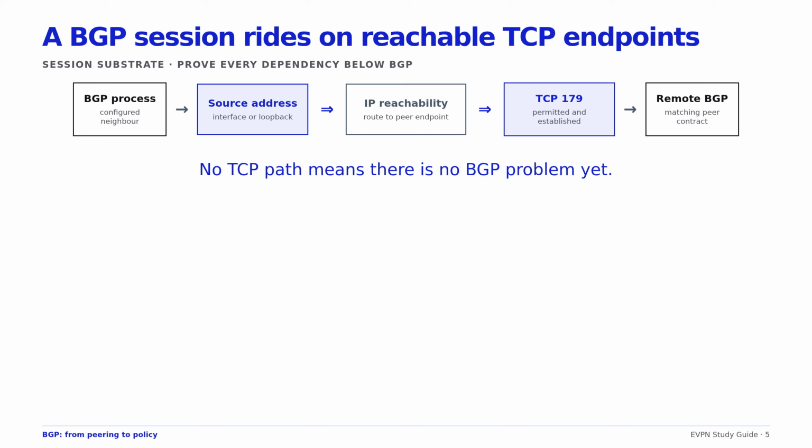Direct eBGP commonly uses connected interface addresses. Designs using loopbacks gain stable endpoints, but require explicit update source, multi-hop reachability, and a route to the remote loopback. IBGP commonly uses loopbacks for resilience. When a neighbor remains active, test this lower transport path before debugging route policy.